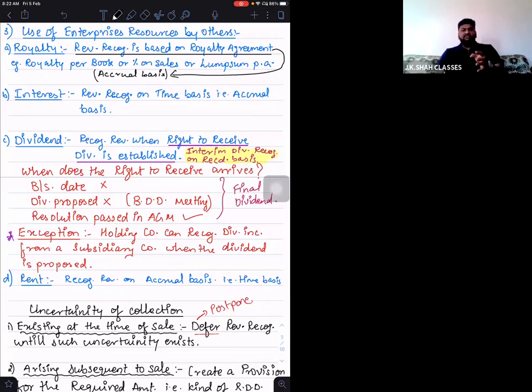Okay, sir. If in one particular financial year you have made a sale of 5 lakh rupees, then 5 lakh multiplied by a certain percentage, say 10%, so 50,000 revenue will be recorded in this year. Next year, say 10 lakh rupees of books are sold, so 10 lakh multiplied by 10%, 1 lakh of royalty should be recognized.